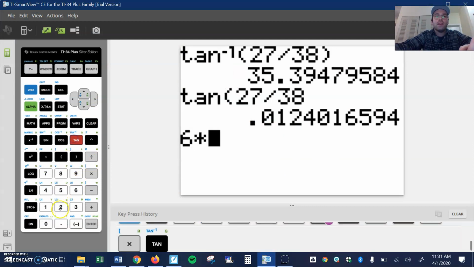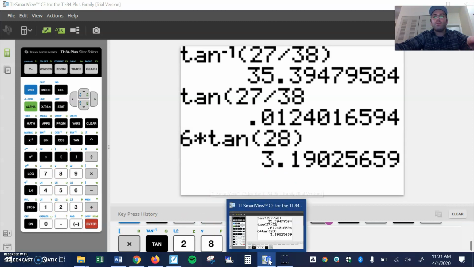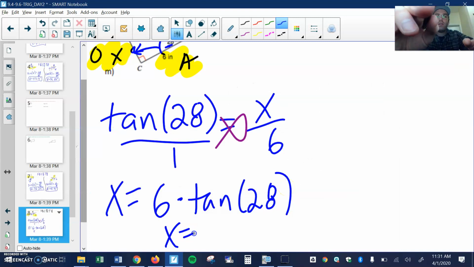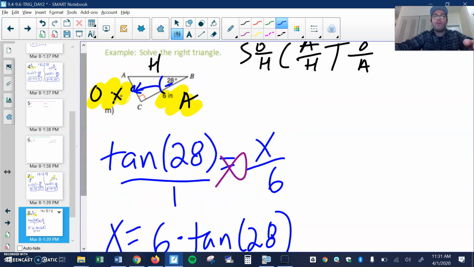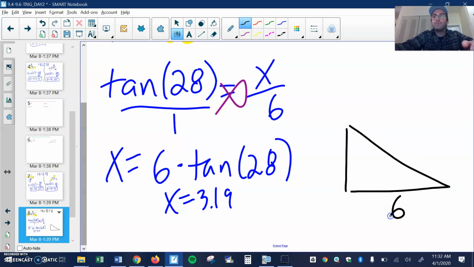6 times tangent 28 equals 3.19. Wow. 3.19. Okay. So now my right triangle has 3.19. And I know this is 28. Well, you know the angles in a triangle have to add up to how many degrees? Oh, that's right, 180. So I could do 180 minus 90 minus 28 and get 62 for this angle here.